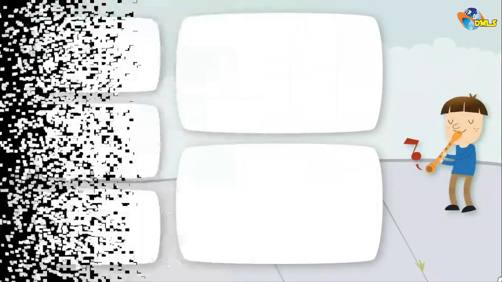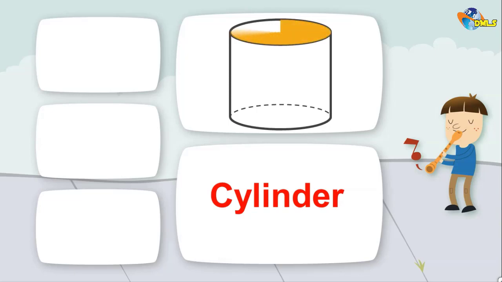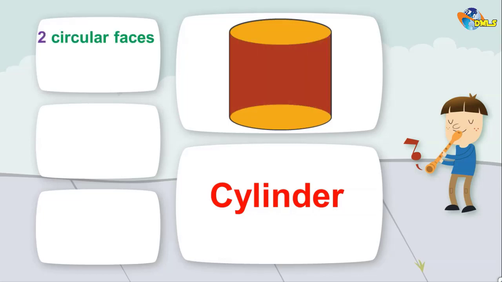Another solid. This solid is called cylinder. Count with me the number of faces. We have 2 circular faces, 1 and 2. 2 circular faces, and it has 1 curved face. When we open the cylinder, this curved face is a rectangle. We can get a cylinder by folding the rectangle.